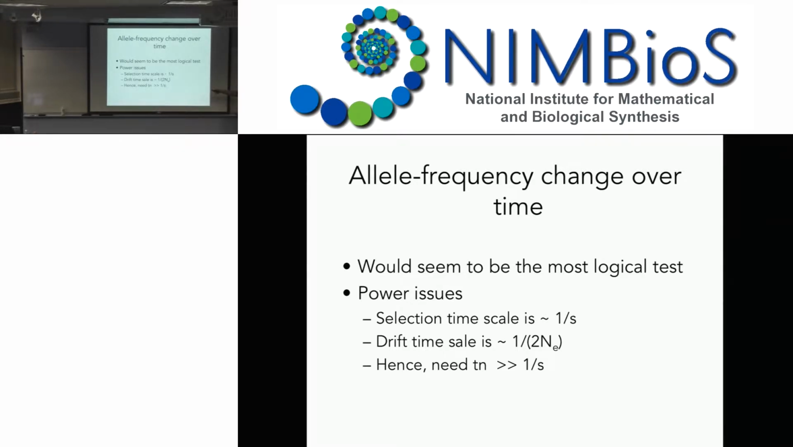The time scale that selection changes allele frequency is 1 over S. The time scale for changes in drift is 1 over 2N. So what you basically need is your time span times your sample size to be much bigger than S. If you don't have that, then you run into power issues.